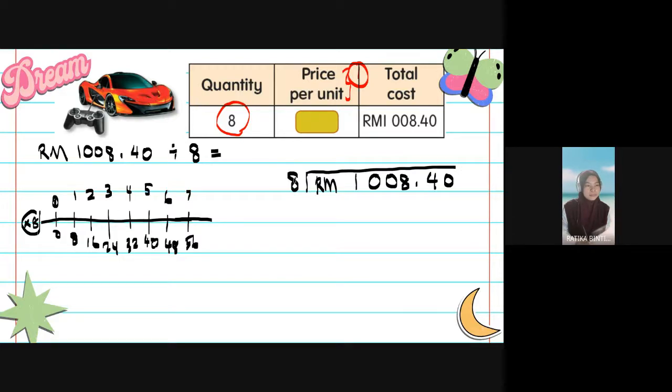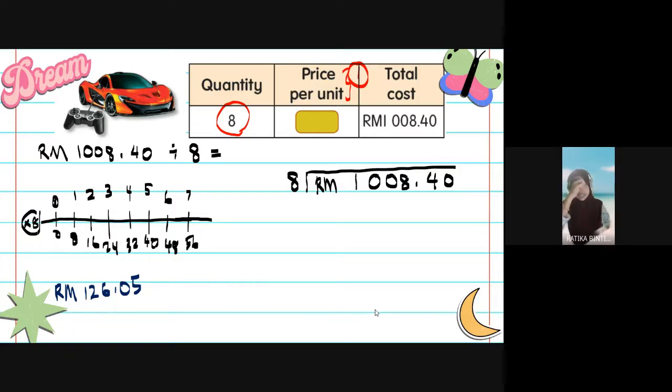Dah ada jawapan belum? 1, 2, 6, 0, 5. The rest? 1, 2, 6, 0, 5. Okay. Sama. Okay, Zara pun sama. Zara also get the same answer. Lepas tu Ziyad kan Amir Hamzah. Okay, sama juga. 126 and 5 cent.